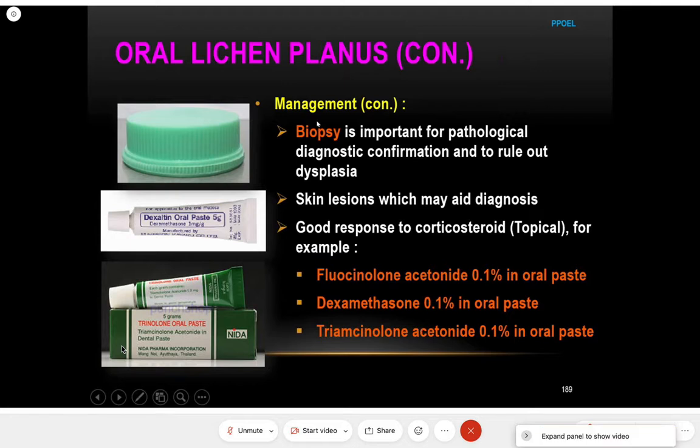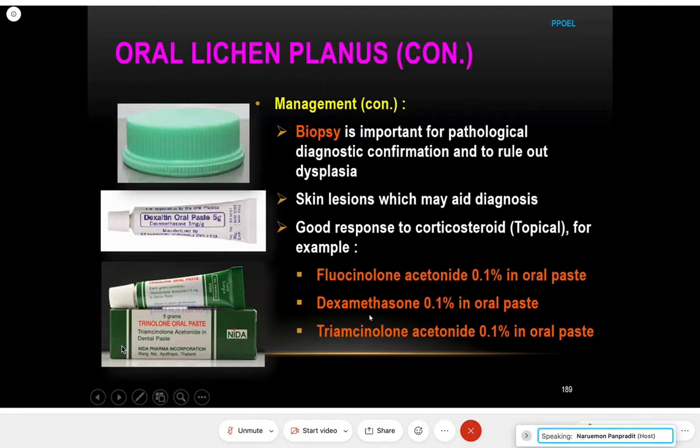For the management after biopsy, the medication, commonly topical medication is enough, but in severe cases with very acute ulcer or overall ulcer in the mouth, we need topical steroid together with systemic steroid. But systemic steroid is beyond what a student can prescribe, while topical we can prescribe. The commonly used one is fluocinolone acetonide 0.1% in oral paste, and it's very high potency.